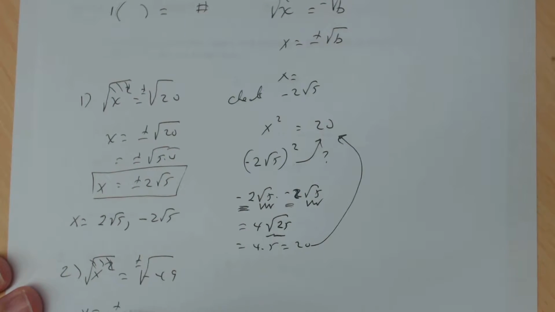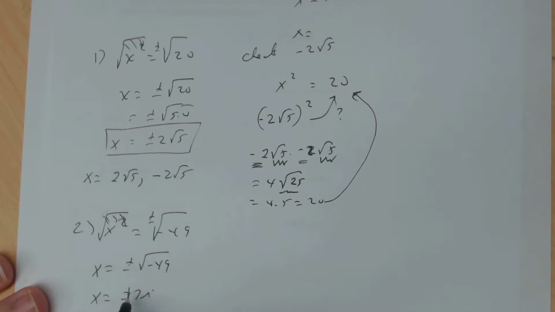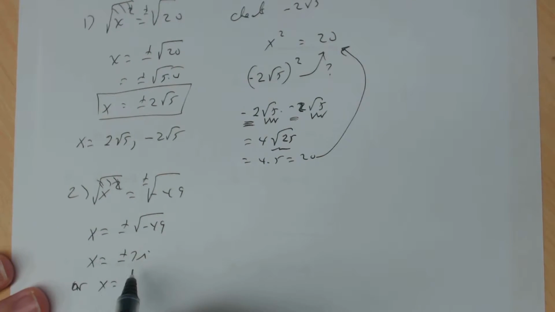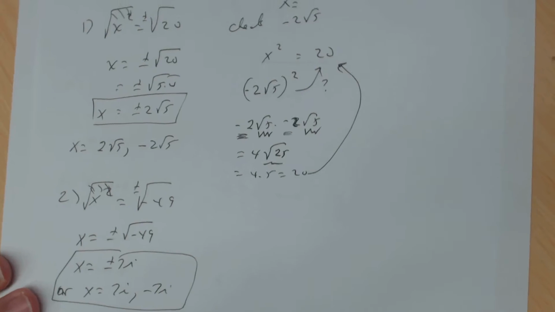So you get x equal plus or minus the square root of a negative 49. And we know that the square root of a negative 49 is 7i. So you get x equal plus or minus 7i. So you have two solutions. Your solutions are positive 7i and a negative 7i. Now in my math lab, you would need to write it as x equals 7i, comma, negative 7i. So either one of those is fine.